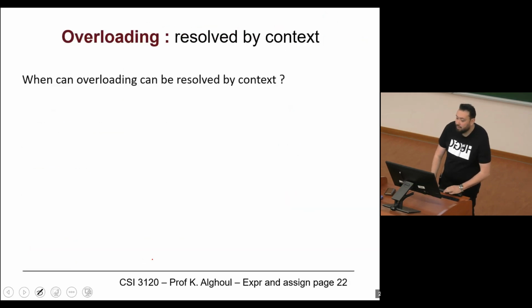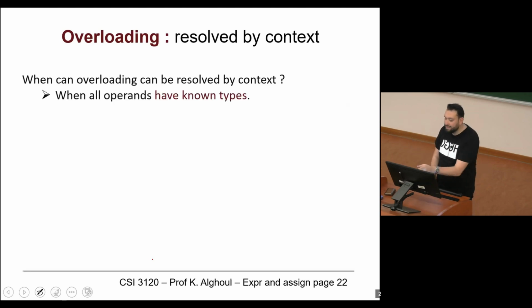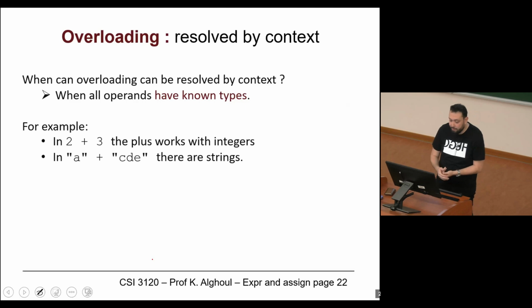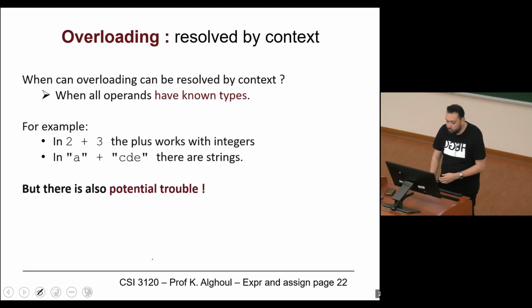When overloading can be resolved by contexts, as we said, type, data type. So that's the context. I have int here, I can solve it. When all operands have known types, it's clear for me, and explicit data typing. For example, 2 plus 3, A plus CDE, that's very clear for me. The compiler is going to be able to solve it.